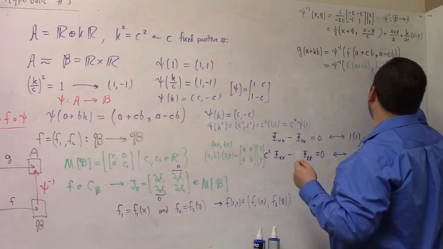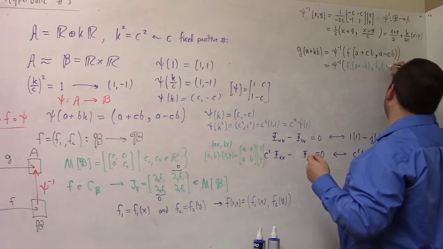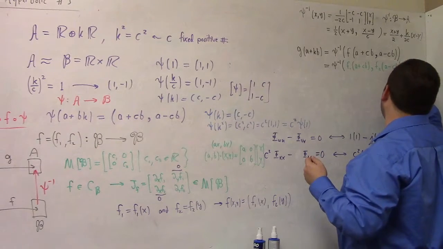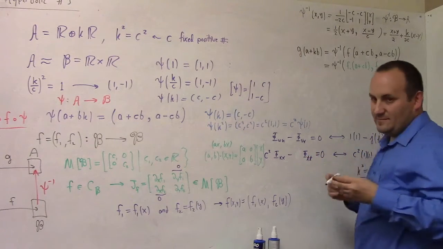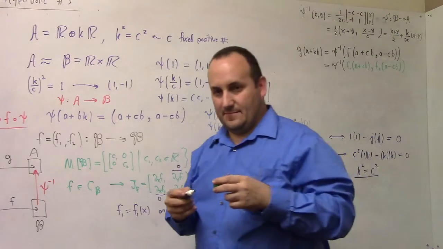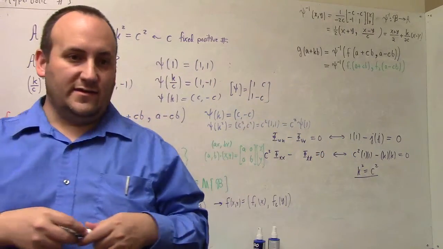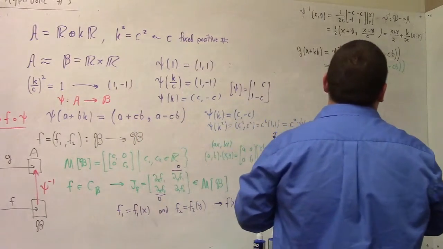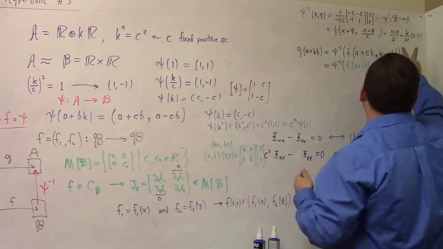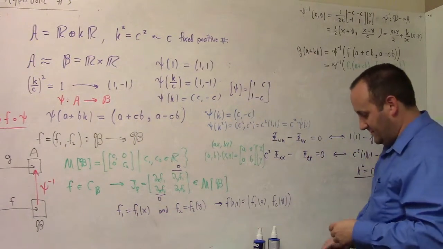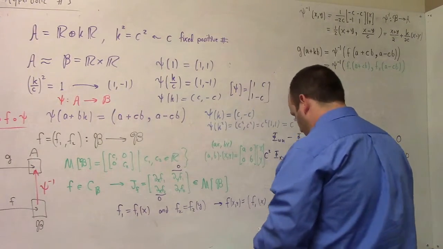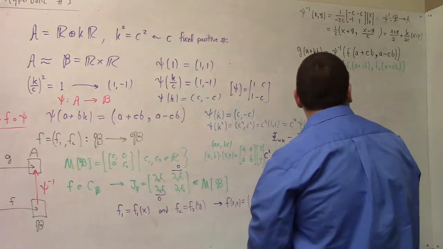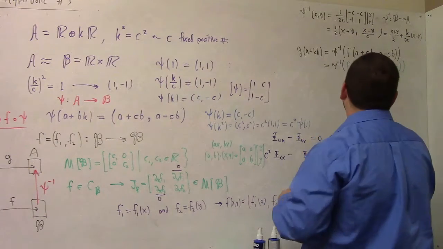comma, f2, which is just a function of a minus cb. So then what? Now you got to run it through this thing, I suppose. Then what do we get?